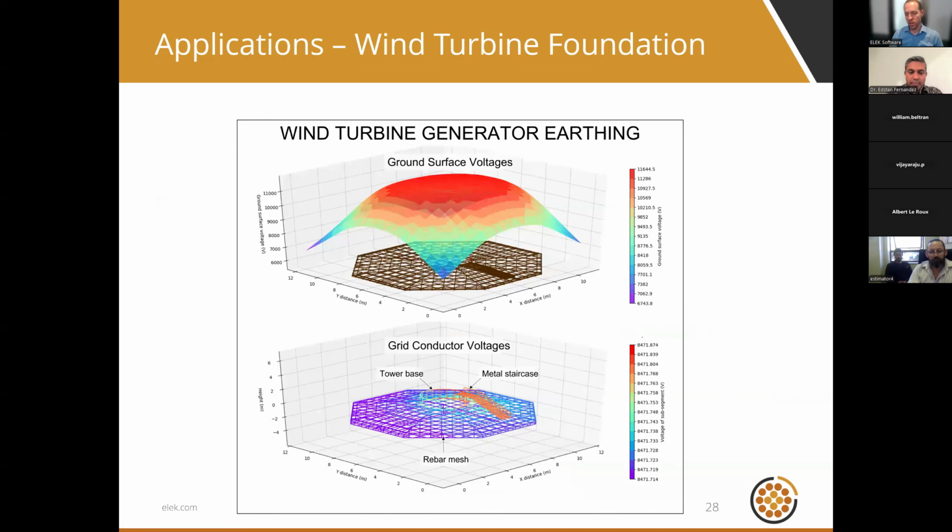Wind turbine generator earthing systems, very often we need to meet a maximum impedance of those standalone earthing systems. So we can model those and calculate them. Very often there's a limit of 10 ohms that's talked about quite often.